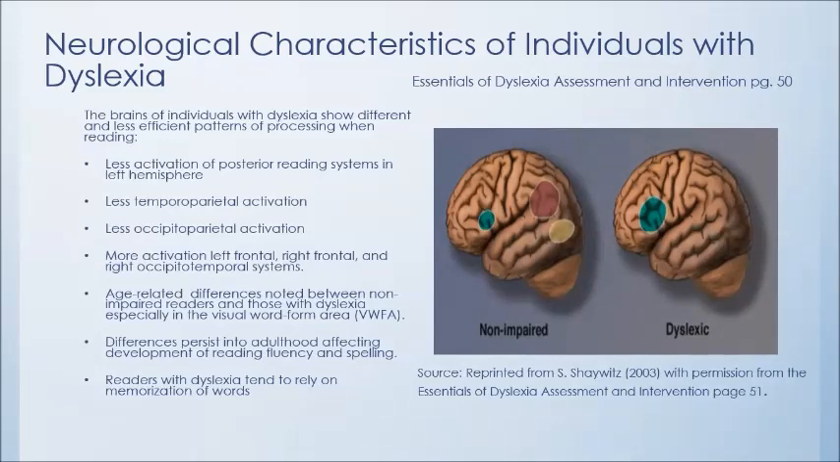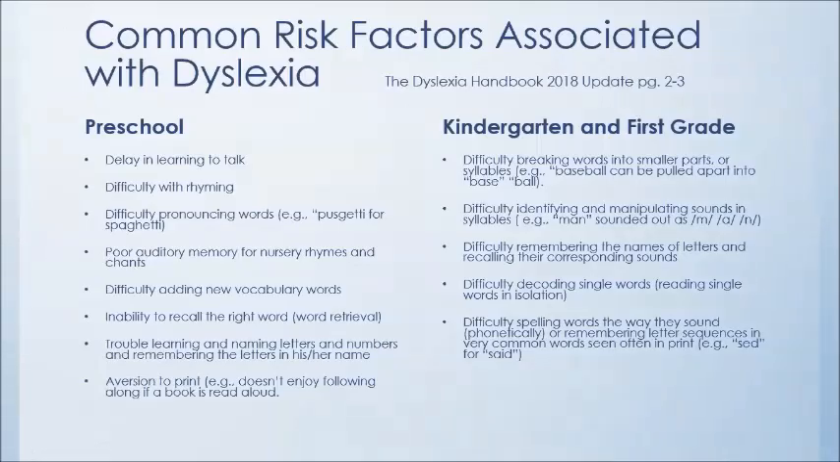Another thing to consider with individuals with dyslexia is that it's a genetic component. It tends to run in families. For the identification of dyslexia, we do have to consider some common risk factors in the different grade levels. Here are some per the Dyslexia Handbook 2010 update.